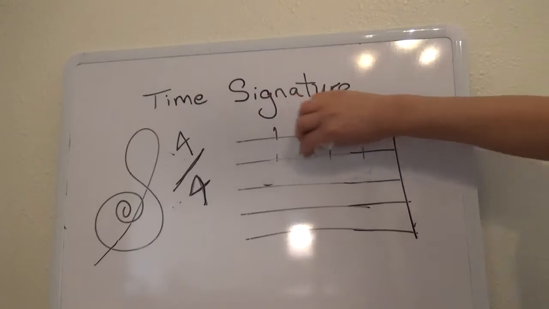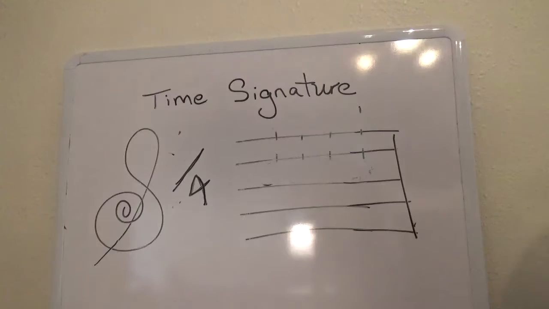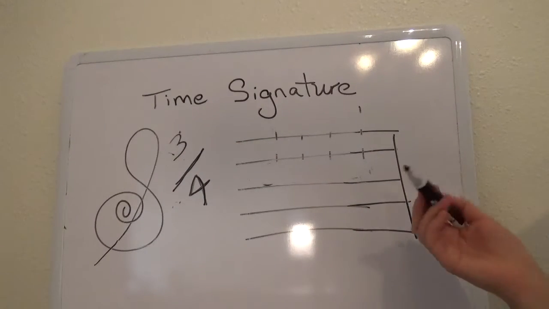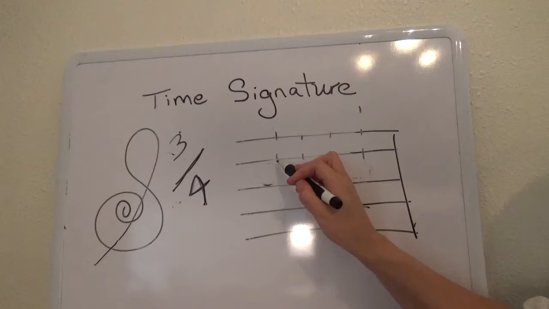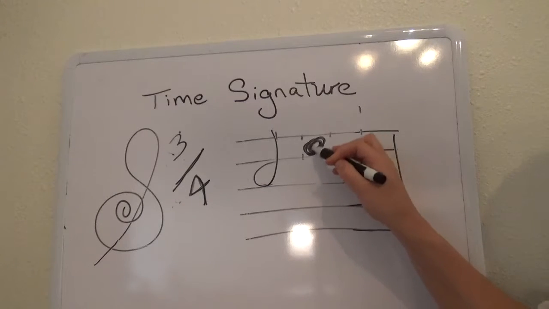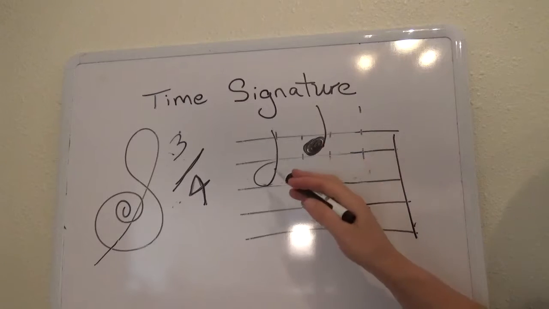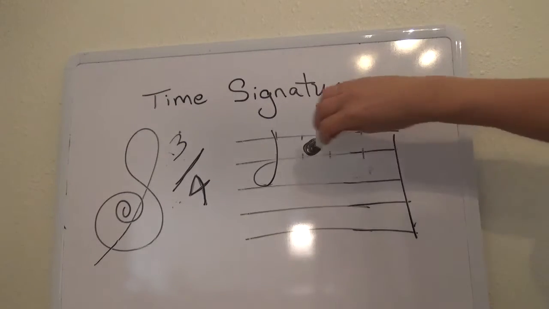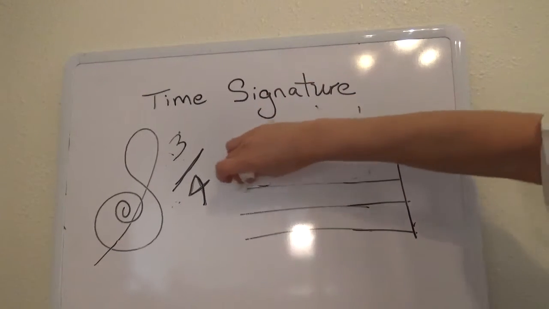But you also might see something like a 3-4, meaning there's 3 beats in a measure, and the quarter note gets the beat. So all that means is that the number of beats is going to total 3. So say you have a half note and a quarter note in this time signature. That half note is going to get 2 beats. The quarter is going to get 1. So 1 and 2 and 3.